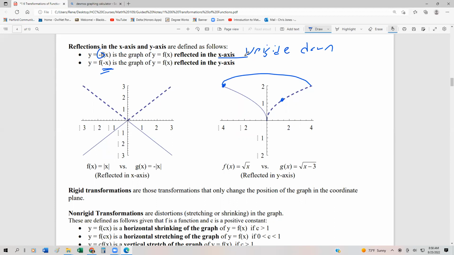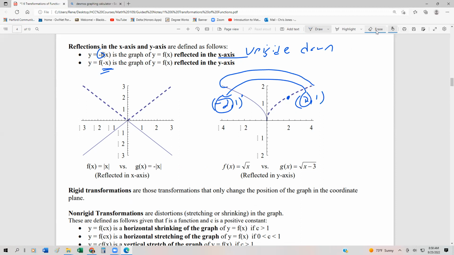So for instance, let me draw this a little bit better. If we had this point 2 comma 1, which would be on the function as best as I can, then this would be the point negative 2 comma 1. Basically, all these x values become negative and they just get flipped around the y-axis. So we're just flipping it around over this side.